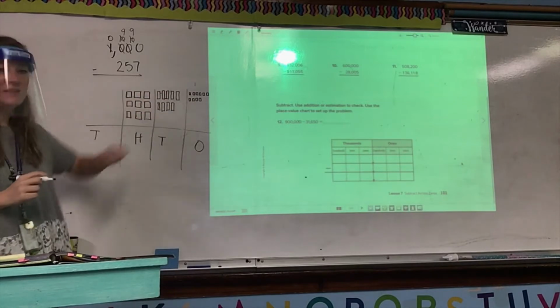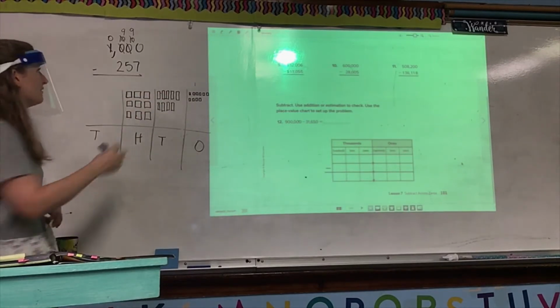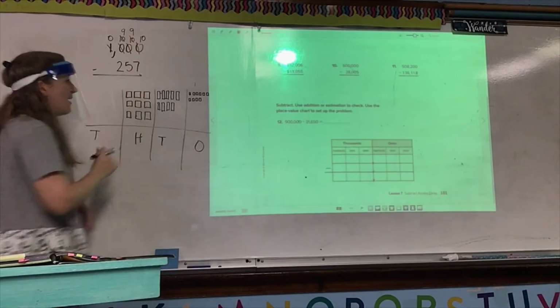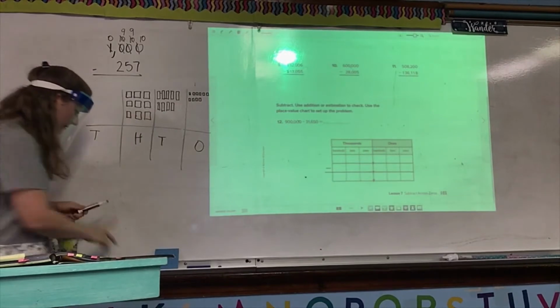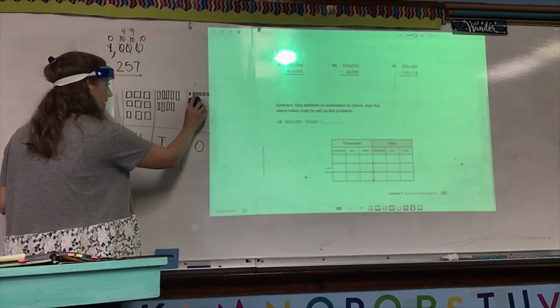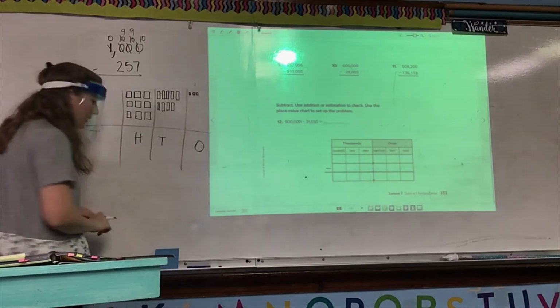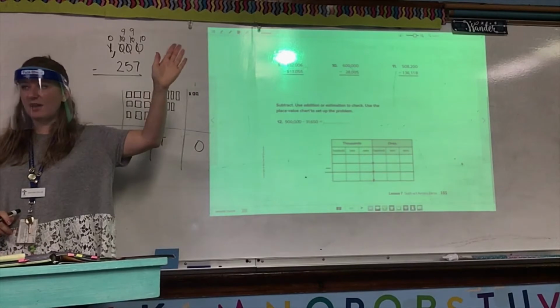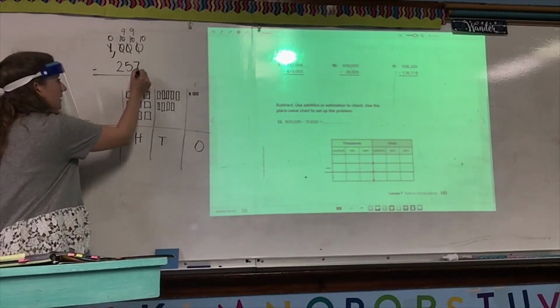So now, Cullen, how many ones cubes do I have? 10. Now, am I able to take away 7 ones cubes? Yes. If I take away 1, 2, 3, 4, 5, 6, 7, how many ones cubes do I have left? Aaron, 3.